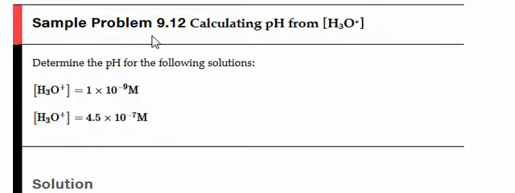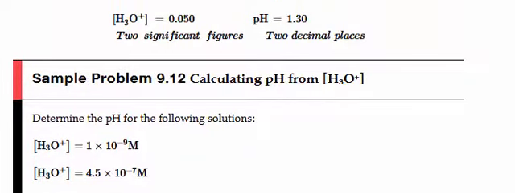Let's look at sample problem 9.12, calculating the pH from hydronium concentration. You're asked to determine the pH for the following solutions. Hydronium concentration is 1 times 10 to the minus 9 molar, and hydronium concentration is 4.5 times 10 to the minus 7 molar. And let me just talk a second about significant figures.